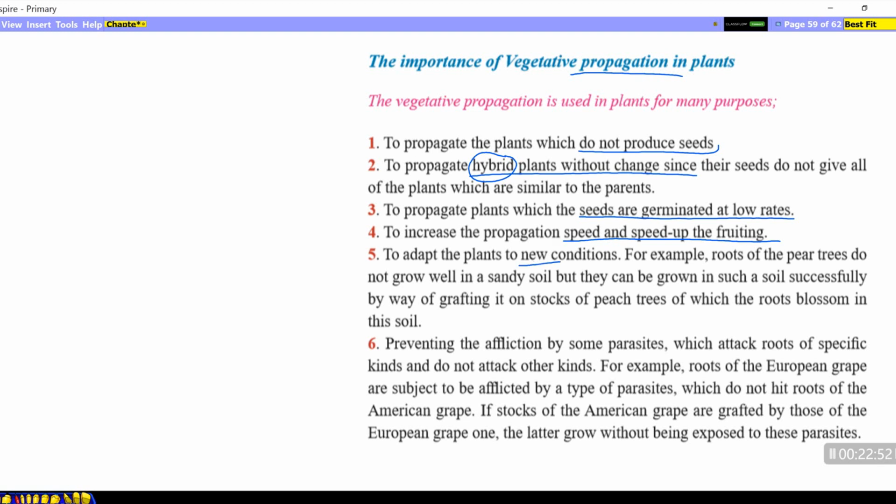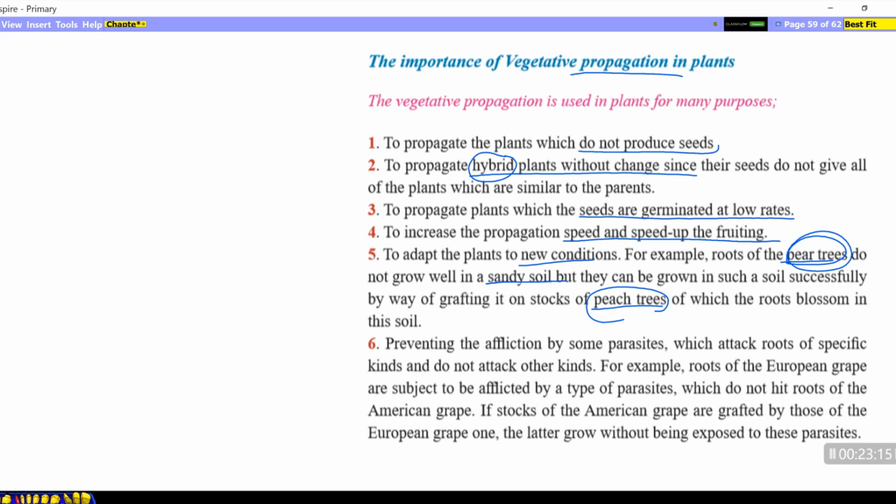To adapt plants to new conditions. For example, the roots of pear trees do not grow in sandy soil, but peach roots can grow in sandy soil. So we use the stalk of the peach tree, but the scion from the pear tree, so the pear tree can grow in new conditions without any problem.